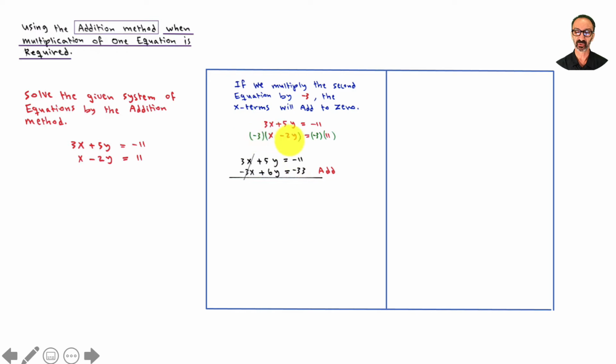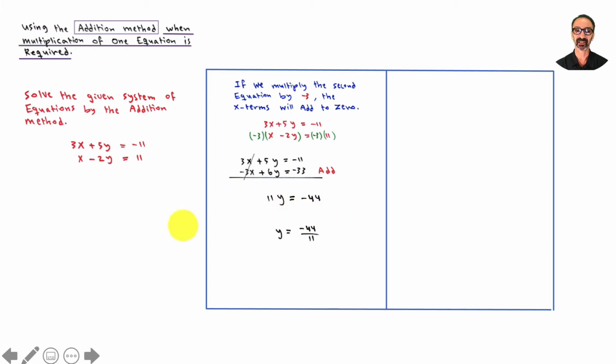Negative 3 times negative 2y, 6y. Negative 3 times 11, negative 33. Now I'm ready to add because the x cancels. Same amount, opposite sign. Looking at the y's, I have 11y. Adding the numbers, it's negative 44.